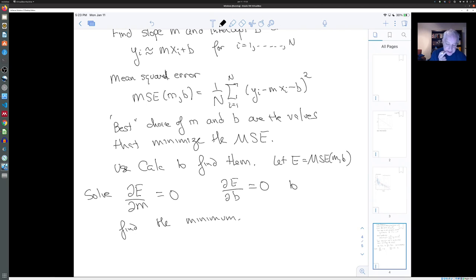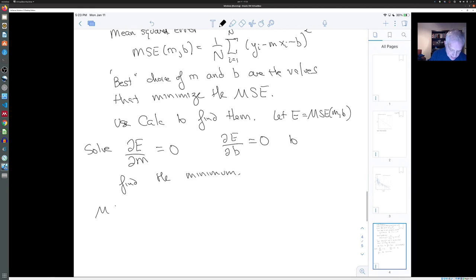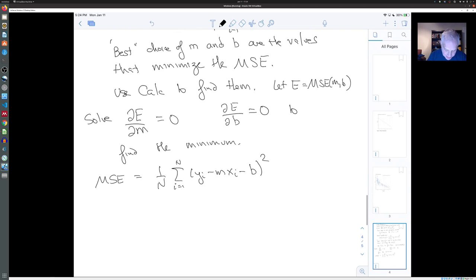And it's worth thinking about this for a minute. I mean, this function, the MSE, looks complicated because it's got the sum in it. But these yi's and xi's are constants. They're the given data points. So this really only has two variables, m and b. And if you were to expand this out and collect all the terms together, the highest power of m or b you would get would be a quadratic function. So in fact, this is a quadratic function of m and b.